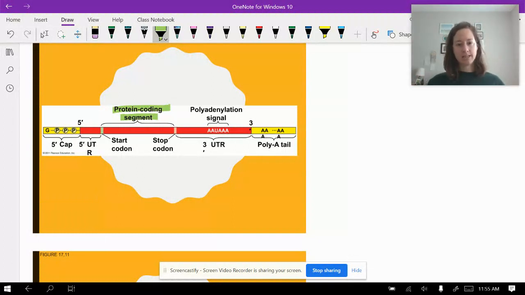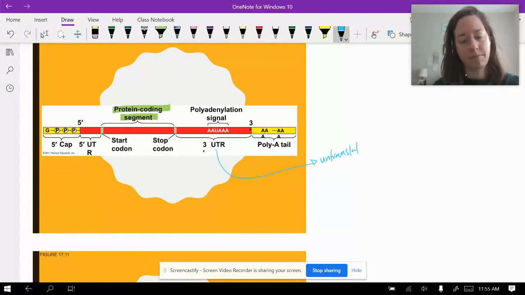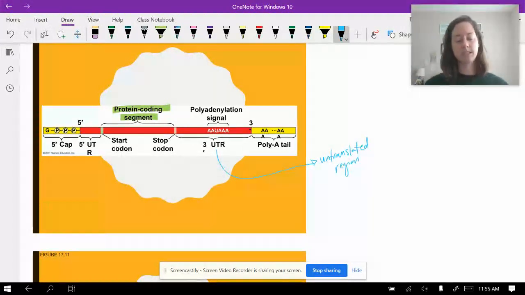On either side is a UTR, which is called an untranslated region. That's what that stands for. Take a note of that. Untranslated region. It's just a segment of the RNA that's not actually going to be part of the protein. And then finally, at the end, you have the poly A tail, which could be over 100 A's, or it could be just a few. And that's your finished mRNA.